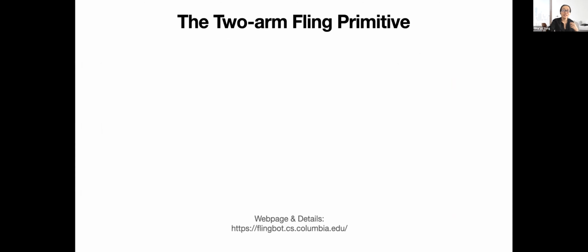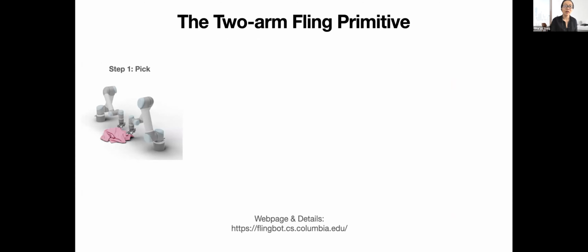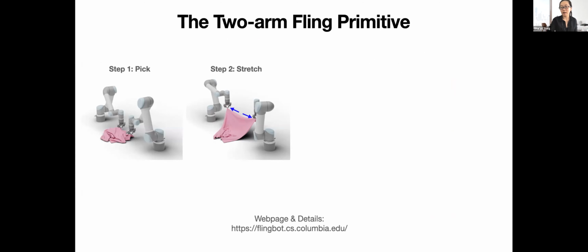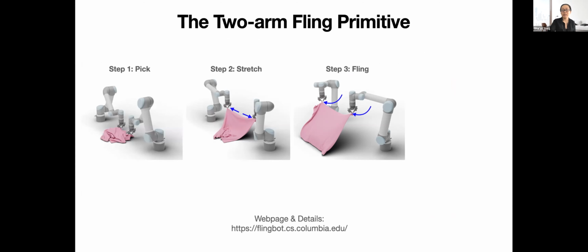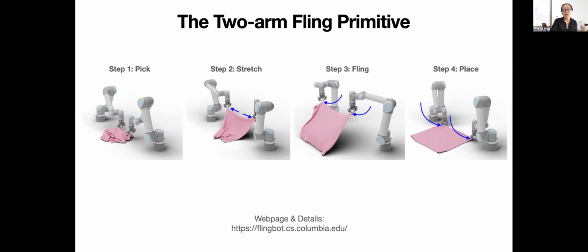Okay, I'm going to give you a very high level description of our design of the Fling primitive. The system will first need to find two grasp points to pick up the cloth, stretch the cloth as far as possible, use a high velocity swing action to fling the cloth forward, and then finally place it back down into the workspace.